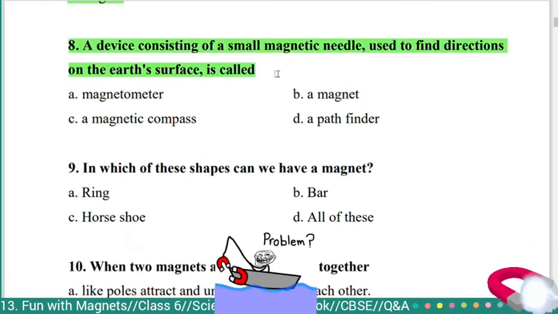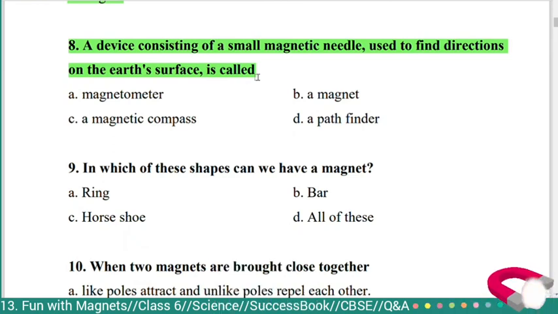Eighth question. A device consisting of a small magnetic needle used to find directions on the Earth's surface is called: A. Magnetometer, B. A magnet, C. A magnetic compass, D. A pathfinder. Here the correct answer is option C. A magnetic compass. A device consisting of a small magnetic needle used to find directions on the Earth's surface is called a magnetic compass.